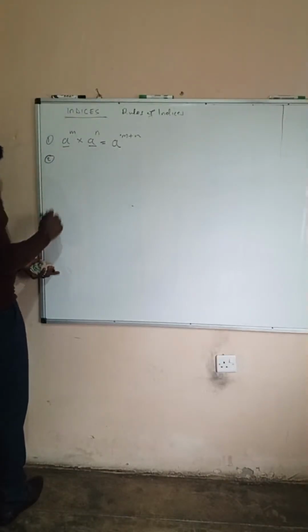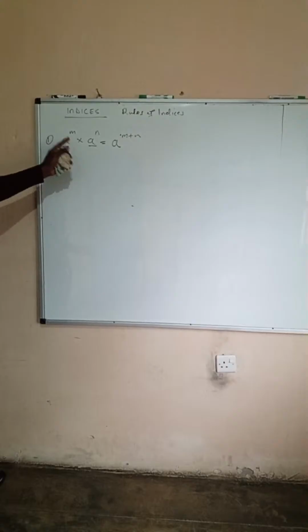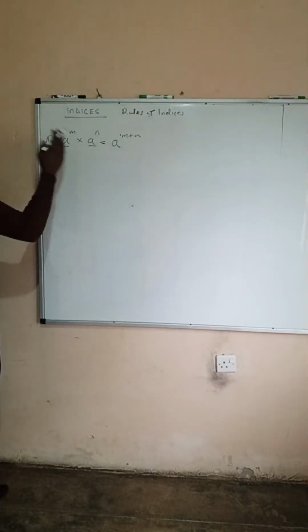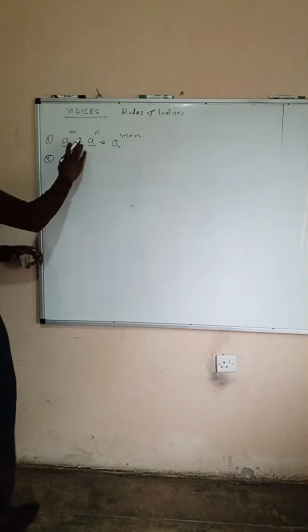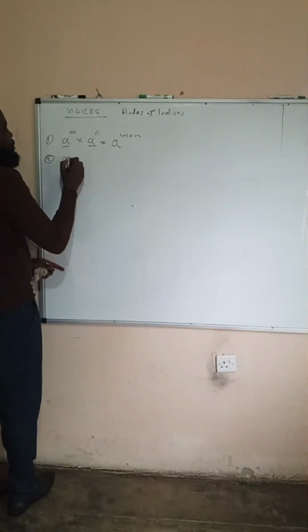That's the first rule. This is the multiplication rule, the multiplication rule for indices. Okay? The multiplication rule. What about the division rule?